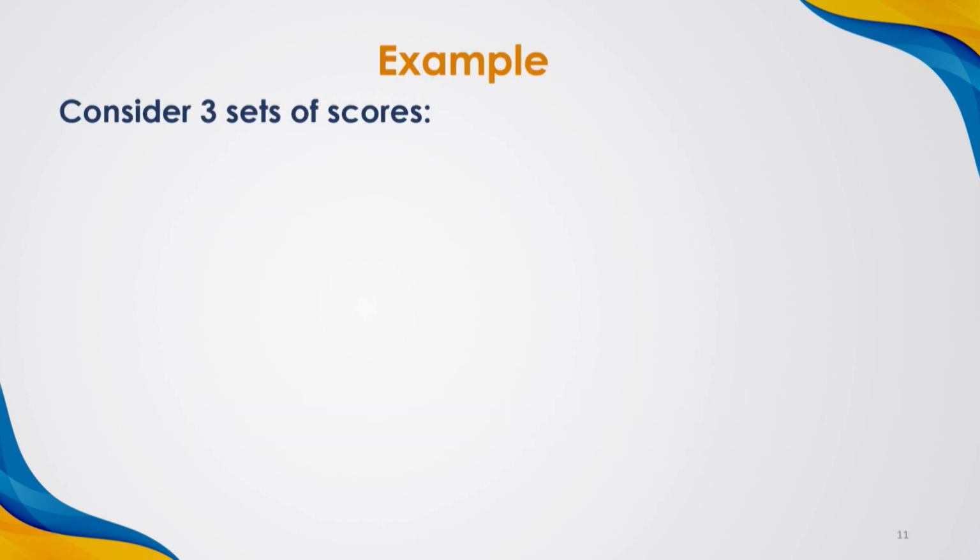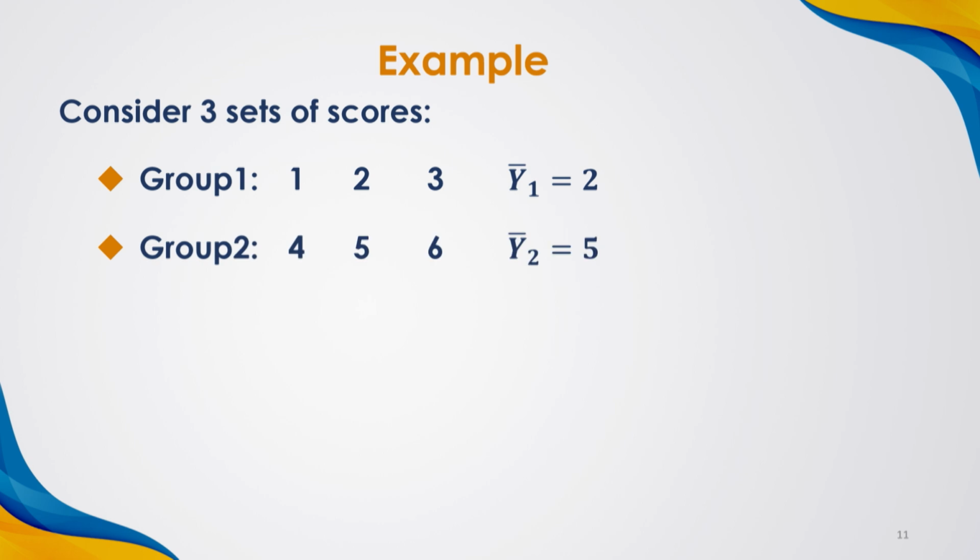For example, consider this hypothetical example where we have three groups and three observations each. In the first group we have 1, 2, 3, in the second group we have 4, 5, 6, and in the third group we have 7, 8, 9. The mean of the first group, y1 bar, is 2, the mean of the second group is 5, the mean of the third group is 8, and the overall mean is 5.